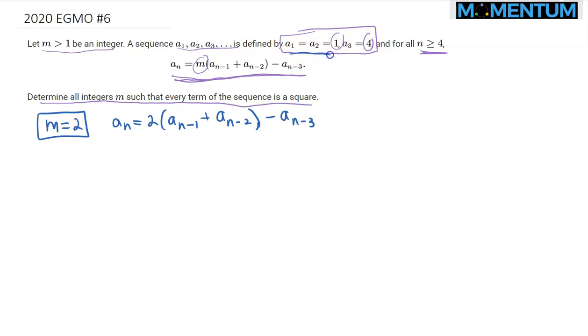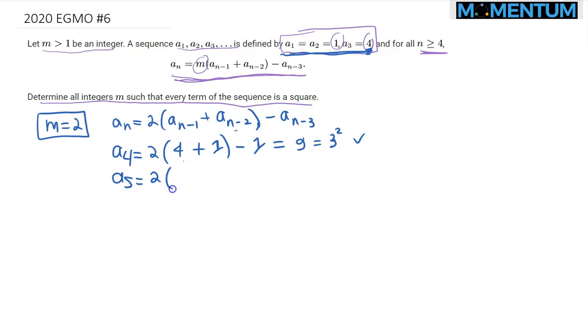Because we are given the initial conditions, we might as well try to calculate a4, a5, and so on. a4 would be 2 times a3, which is 4, plus a2 which is 1, minus a1 which is another 1. 5 times 2 is 10, minus 1 is 9, and indeed that's a square. Check, m equals 2 is promising. Let's check a5. It's 2 times the previous term, 9, plus 2 terms before, that's 4, minus 1 again. 13 times 2 is 26, minus 1 is 25.